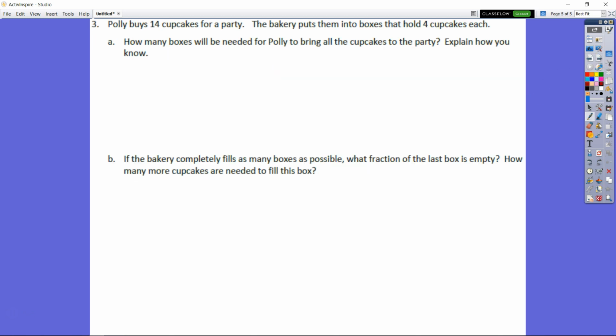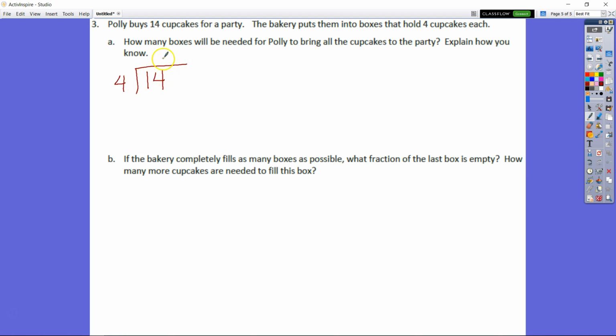All right, moving on. Polly buys 14 cupcakes for a party. The baker puts them in the boxes that hold 4 cupcakes each. How many boxes will be needed for Polly to bring all of the cupcakes to the party? Explain how you know. So we're talking about a young lady that has 14 cupcakes, but there can only be 4 in each box. So we have 14 divided by 4.